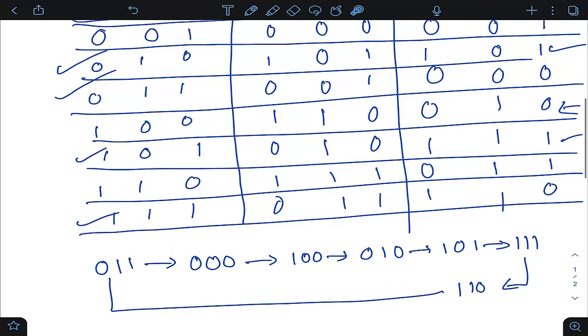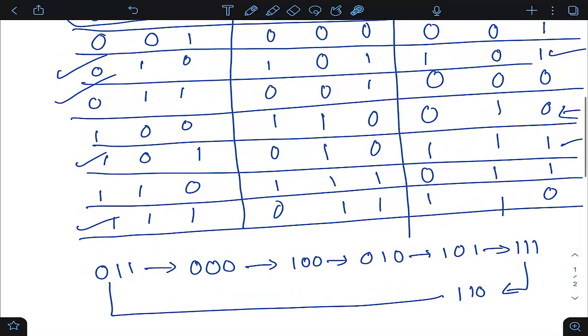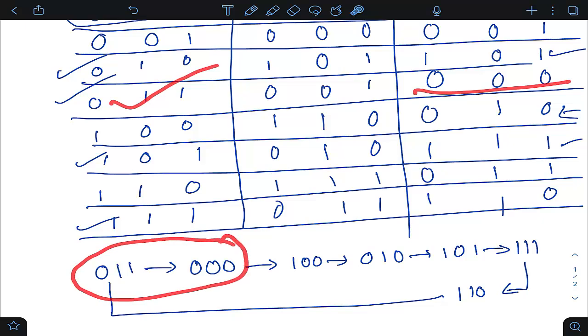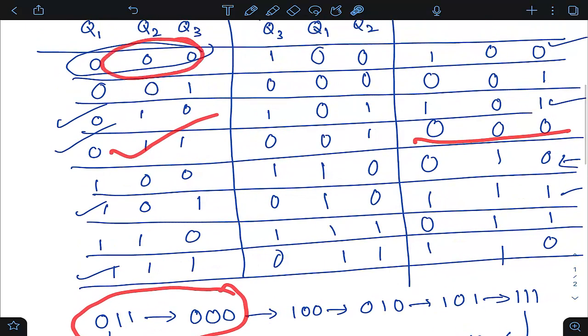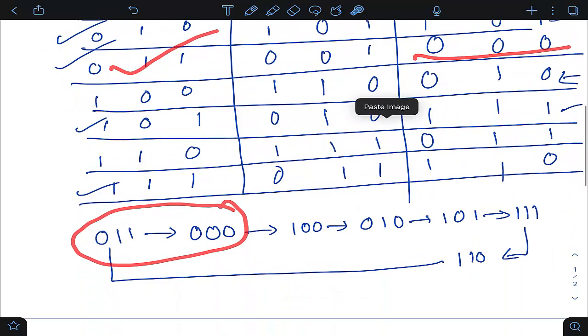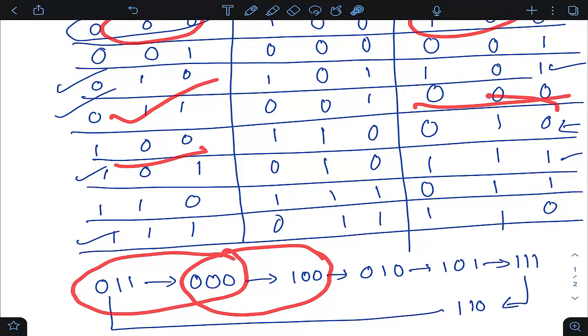Right? So let us understand again. From 011 it goes to 000. So now you have 000, and from 000 to 100. Then from 100 to 010.